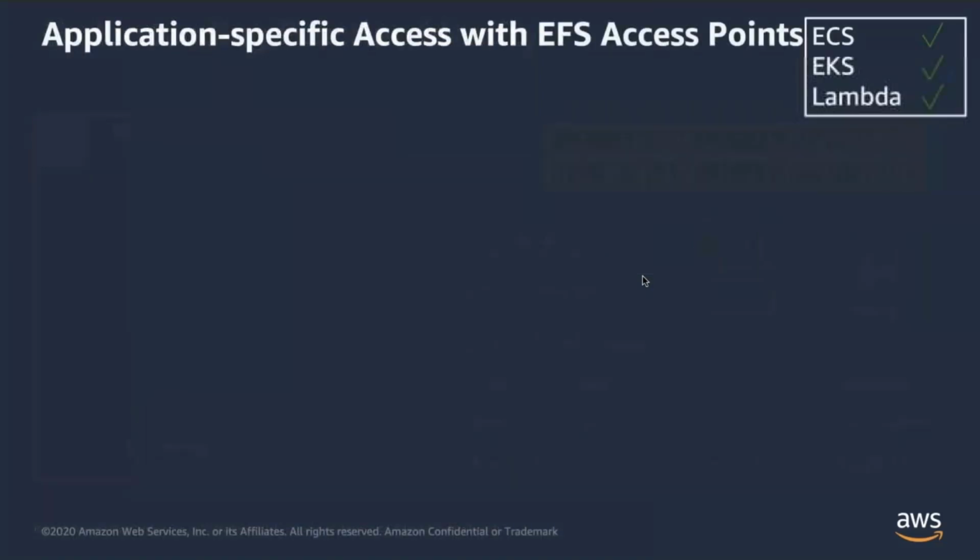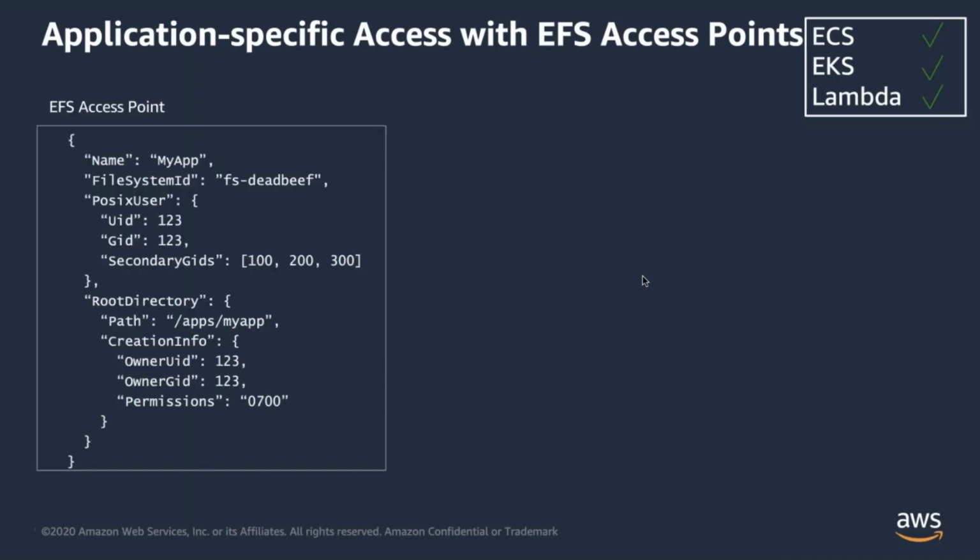Fortunately, we have a solution to this, and that solution is EFS access points. To understand these, let's first look at the definition of an EFS access point. This access point has a name, it's associated with a file system ID, and it has two key things that you configure. One is POSIX user, the other one is root directory.